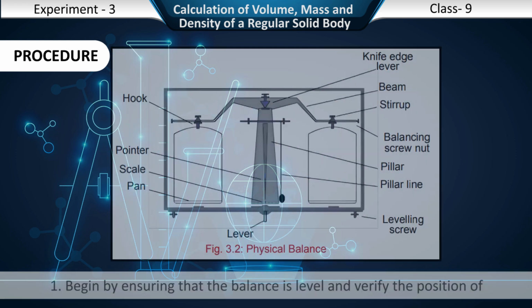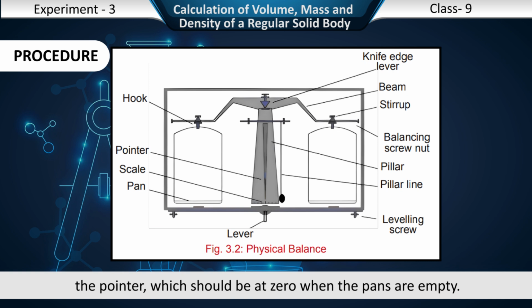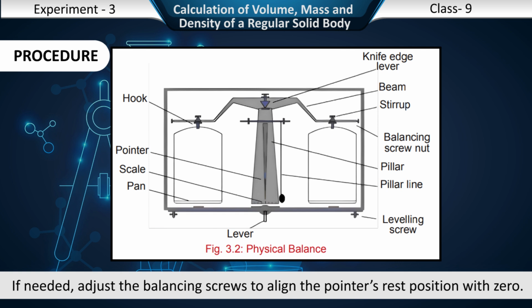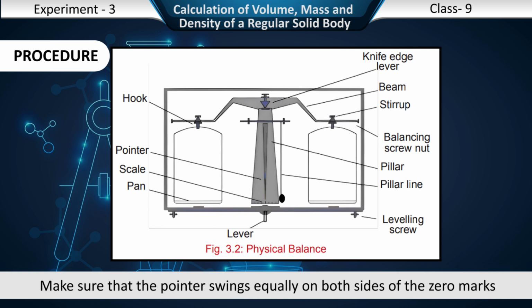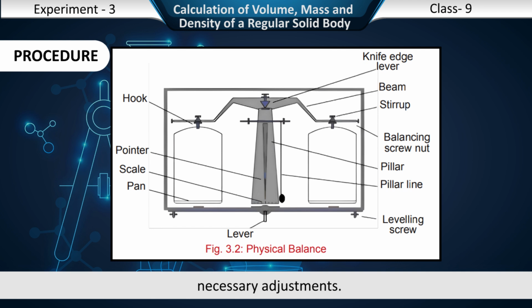Procedure. 1. Begin by ensuring that the balance is level and verify the position of the pointer, which should be at 0 when the pans are empty. If needed, adjust the balancing screws to align the pointer's rest position with 0. 2. Carefully raise the balance beam using the lower central lever. Make sure that the pointer swings equally on both sides of the 0 marks on the scale. If the pointer's swing is unequal, use the screw nuts to make necessary adjustments.